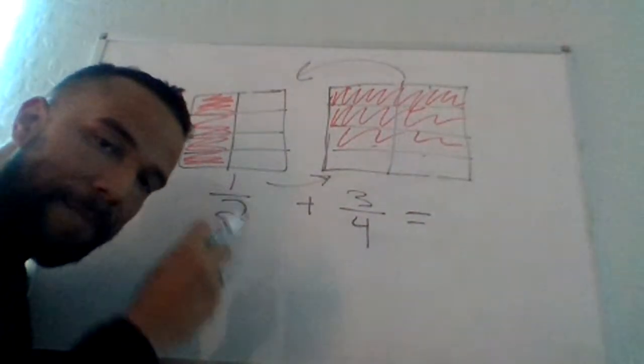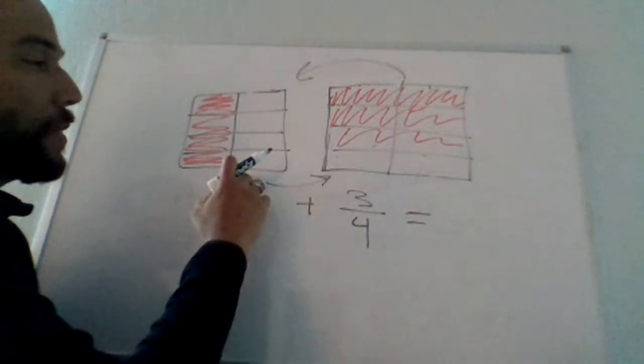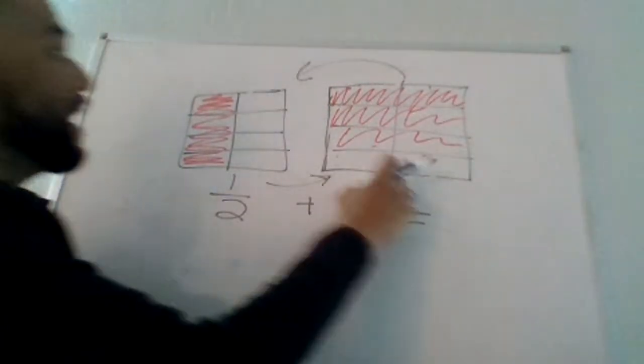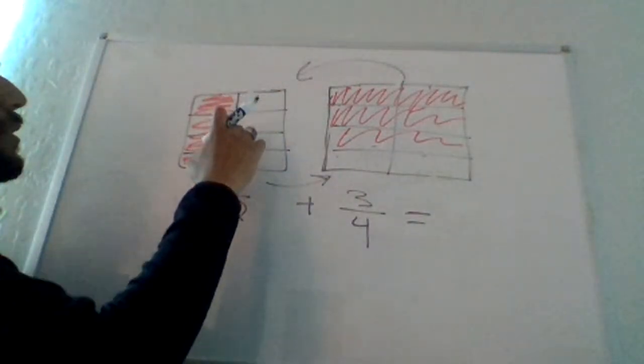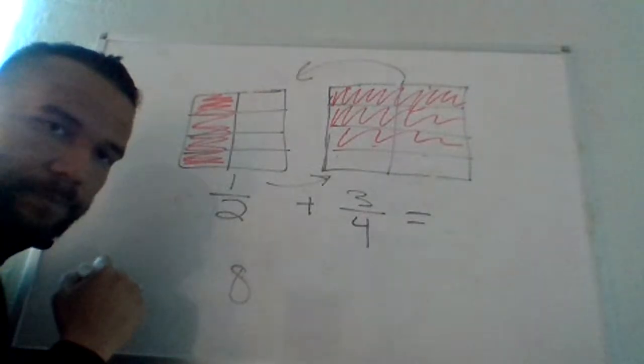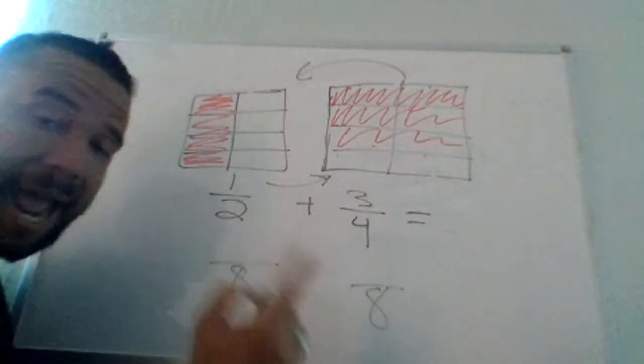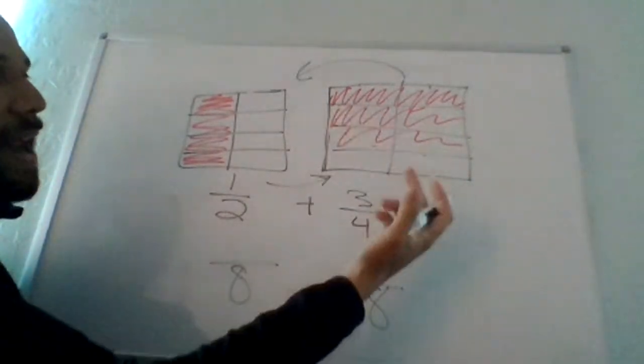Now I've actually made them equivalent. Now, instead of being out of 2 pieces and out of 4 pieces, it's now out of 2, 4, 6, 8. It's now out of 8 pieces. Now all I have to do is look at the number that I have shaded.